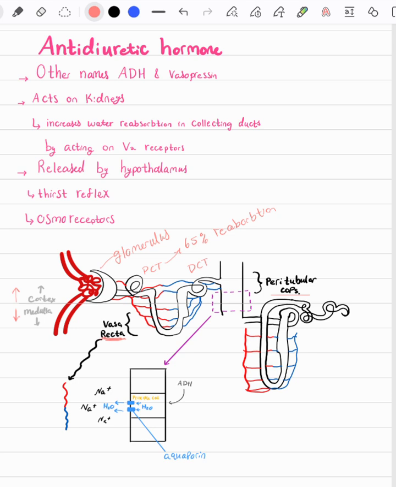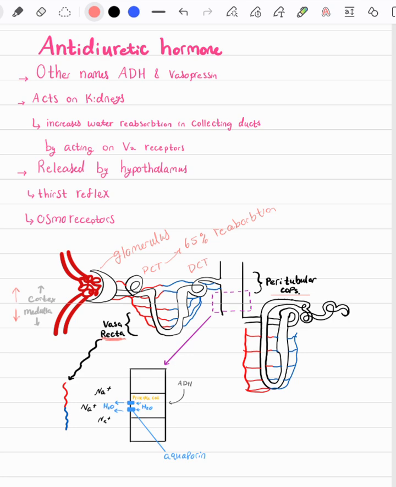Most of what is reabsorbed is going to be reabsorbed in the proximal convoluted tubule, and so that's why the peritubular capillaries are usually reabsorbing water and nutrients, whereas the vasa recta are more for water balance, so kind of the fine tuning of what we need to reabsorb.